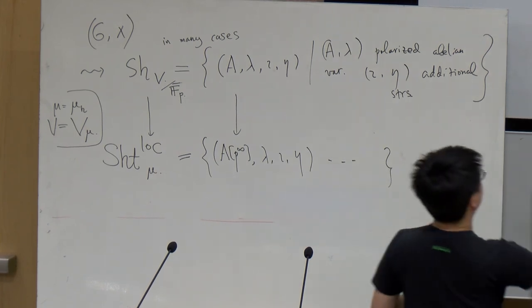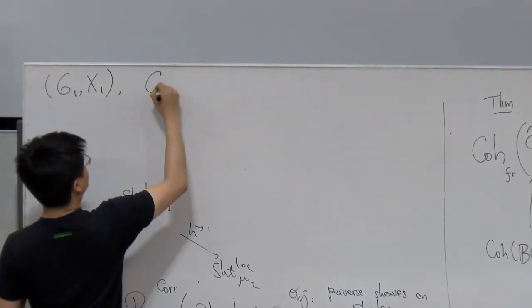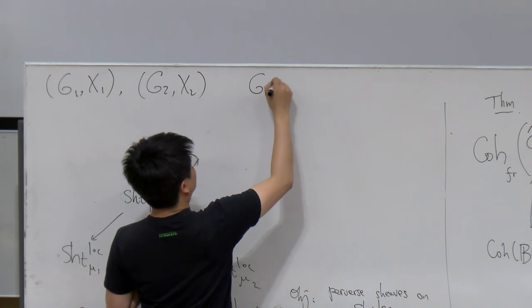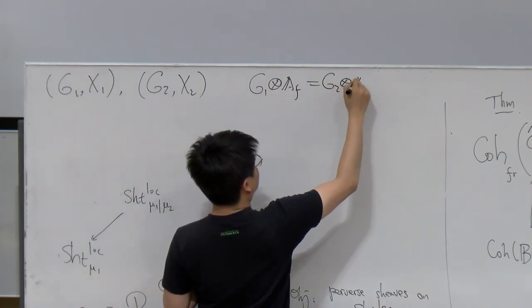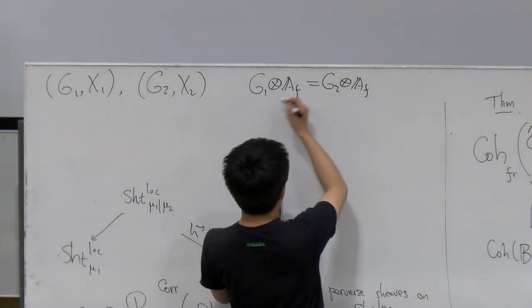So suppose I have G1 and G2, two Shimura data, such that their finite parts are the same. In fact, to make this work, you really need something slightly stronger.